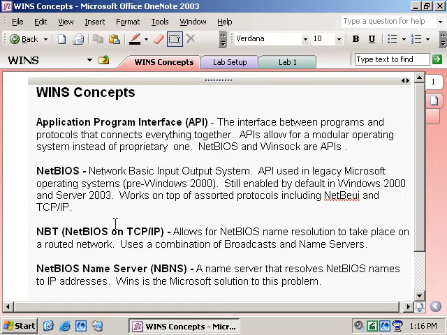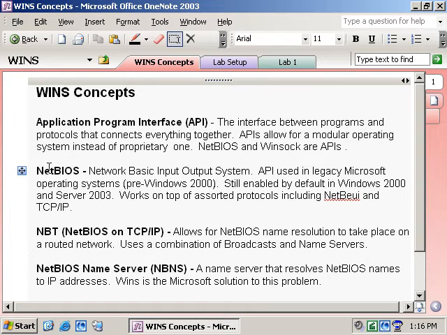Starting with Windows 2000, they went to a more compatible, universal application program interface, WinSock. WinSock is short for Windows Sockets. This is what's used in 2000, Server 2003, and Windows XP.